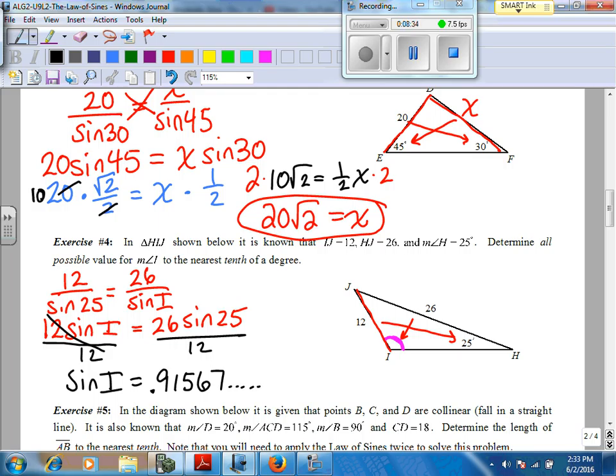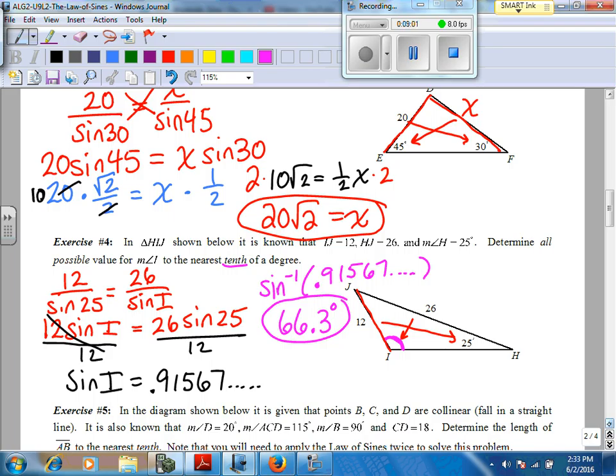Now the thing is, that's what sine of I is equal to. It's not what angle I is equal to. So hopefully you guys remember that after that, you have to do inverse sine of that number, 0.91567, whatever. And you end up getting, to the nearest tenth of a degree, 66.3 degrees. Don't mess up on rounding. It's one of the silliest things to get points taken off for. Make sure you're paying attention to where they're asking you to round to.